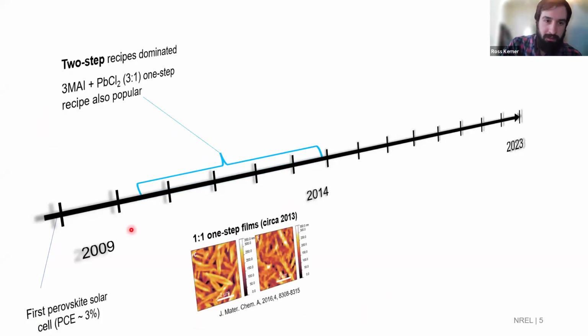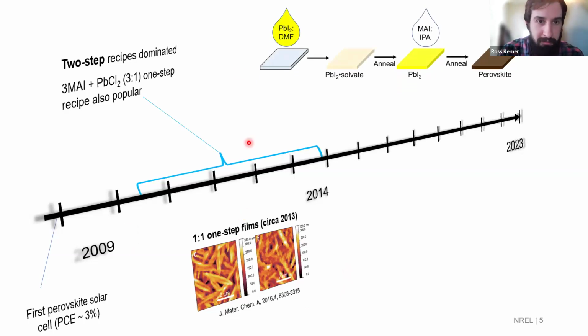And that's really because when we tried to do the 1-to-1 one-step, and that means you just have, say, MAPI or FAPbI3 in solution and nothing else, when you spin coated, you got films like this, extremely rough, many pinholes through the film, and you just couldn't make a working device. The two-step, just in case you haven't seen it, is you first coat lead iodide from DMF on your substrate. You get some solvated lead iodide. Usually we annealed or dried this. And then we spin coated MAI or FAI from IPA on top of the lead iodide, and then annealed that to convert to the perovskite.